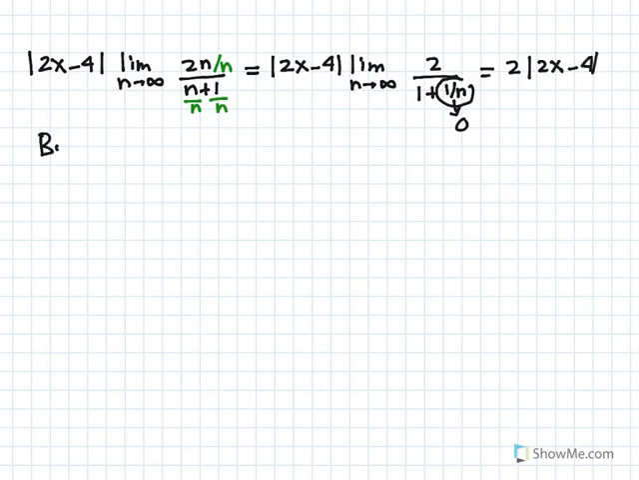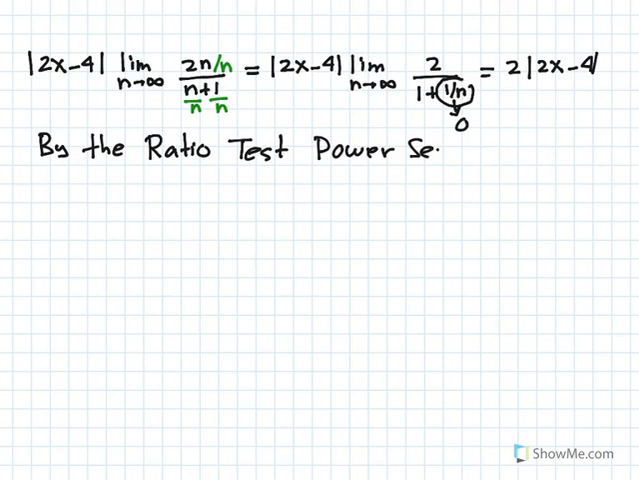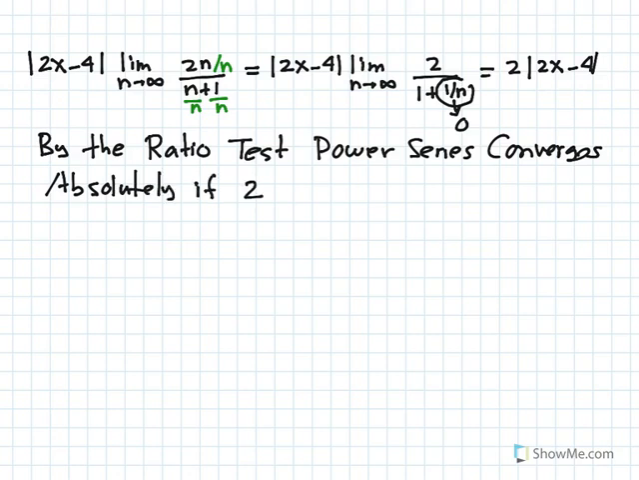So by the ratio test, this power series converges absolutely if 2 times the absolute value of 2x minus 4 is less than 1. We need to solve this inequality for x. Divide by 2 on both sides. We get the absolute value of 2x minus 4 is less than 1/2.